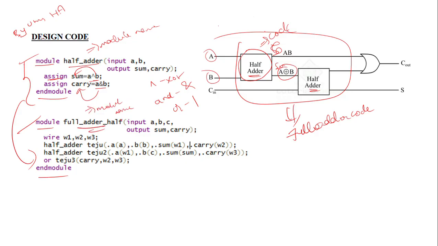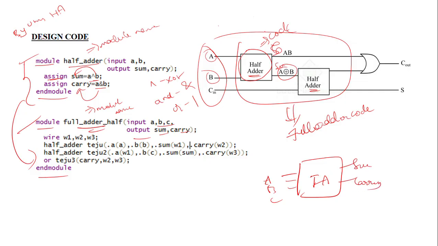Module followed by the module name, and again you give the input ports and output ports. For the full adder, how many inputs? A, B, C are the three inputs and the outputs are sum and carry. We just have to remember this for the full adder: three inputs A, B, C and the outputs sum and carry. So you simply write A, B, C as input ports, and output means output ports: sum, carry.